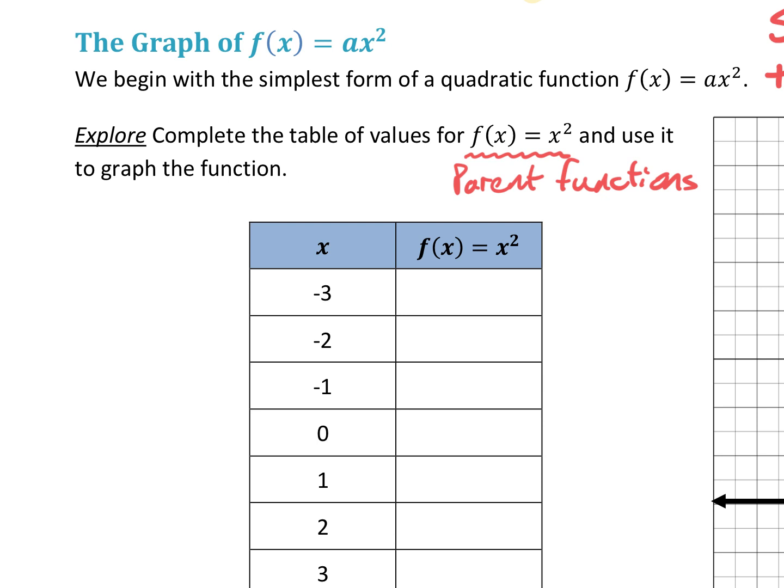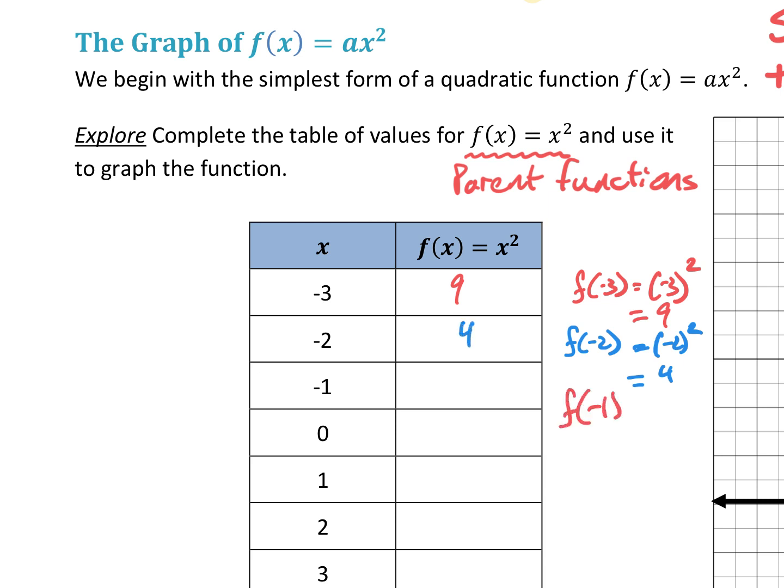This means we want to find f of -3. So we're going to put -3 in parentheses in place of x. We're going to substitute, and we'll evaluate that. That equals 9. So when x is -3, y is 9. And what about when x is -2? Well, we get -2 squared, and that is 4. And we can continue on like this, all right?